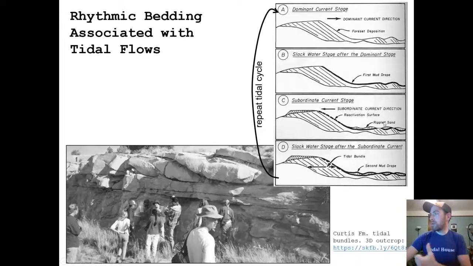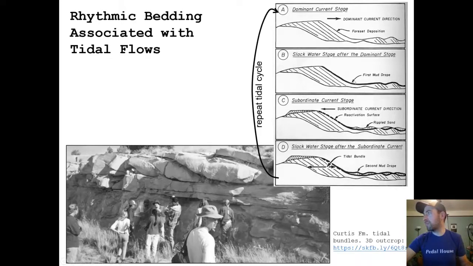the current direction going in the opposite sense, you get a reactivation of that previous plane. You're reworking some of the sediment that was deposited at the front here and then depositing it again on a sort of back slope dipping sedimentary structure. So you might get cross bedding in both directions in this case.